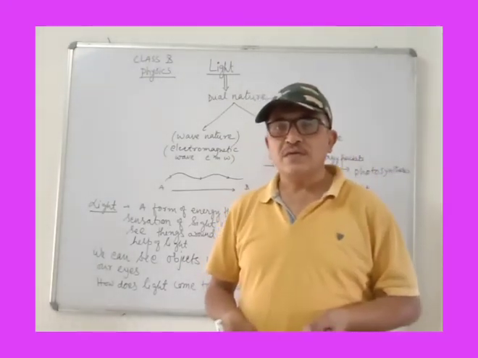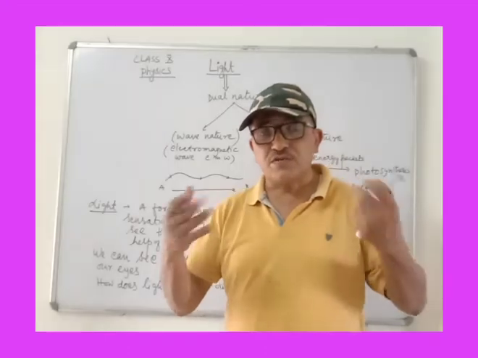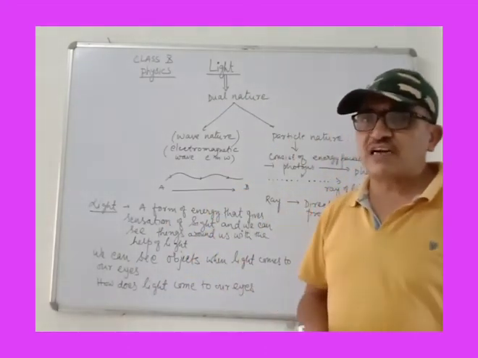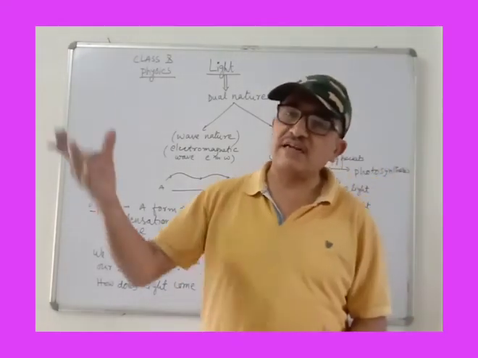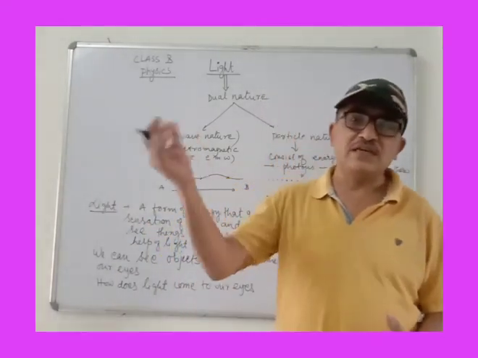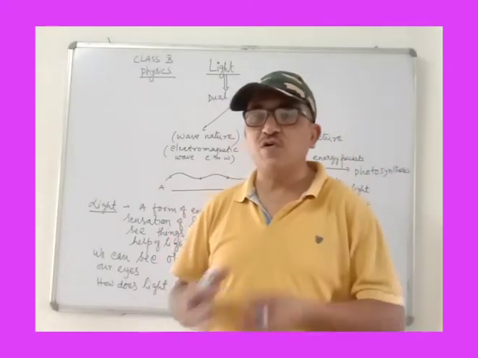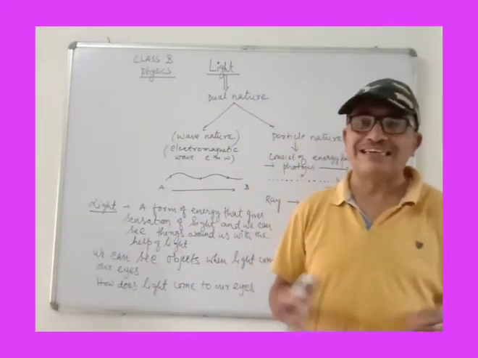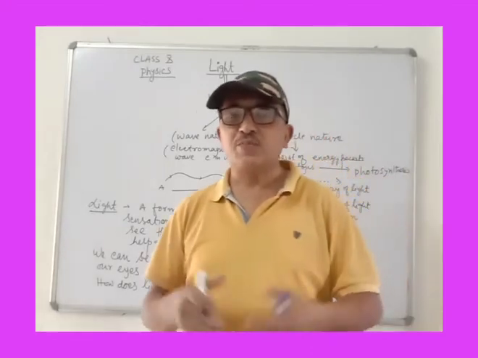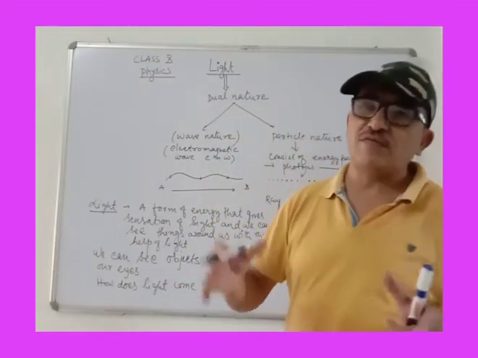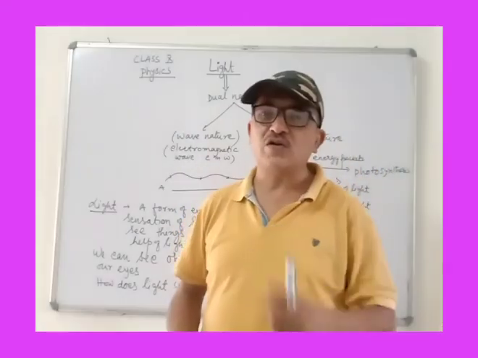They produce their own light. Some objects are there, we think that light is coming from there, but actually light is being reflected. The objects which do not have their own light, cannot produce their own light, but reflect the light of other sources, are called non-luminous body.